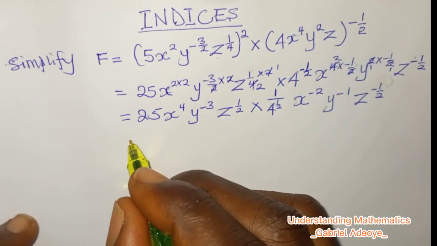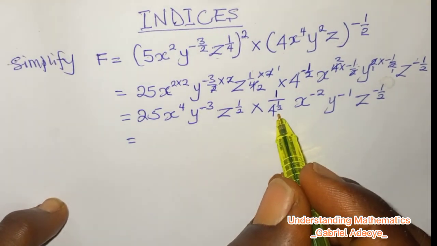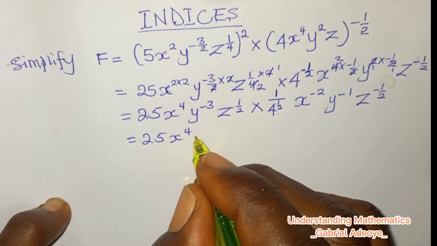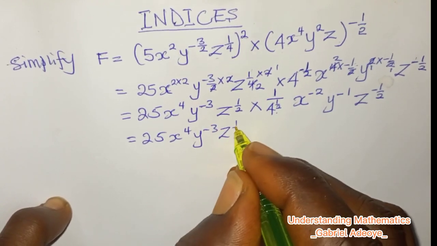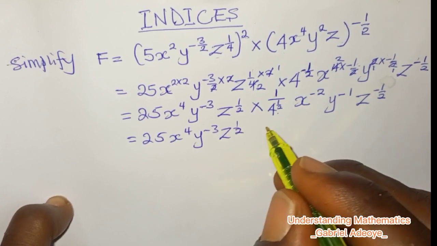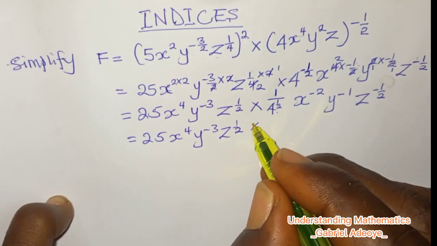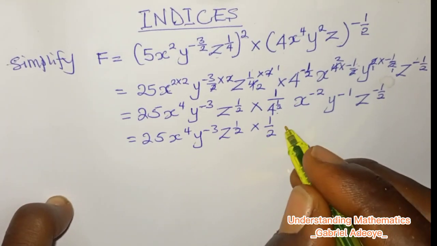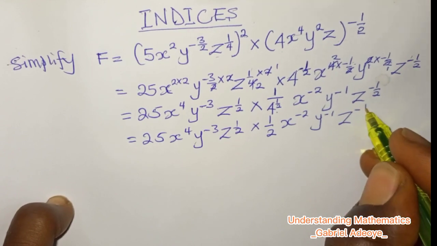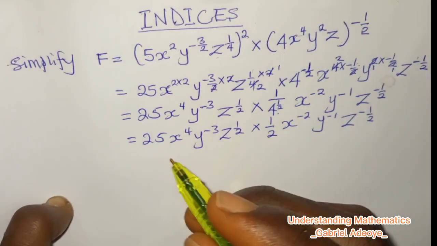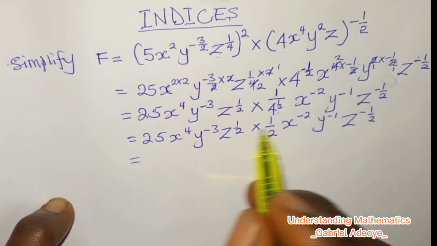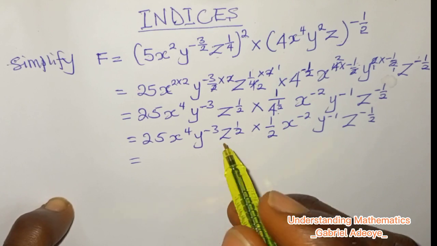From here, I will write this because I want to simplify. So we have 25 x raised to power 4, y raised to power minus 3, z raised to power 1 over 2. This 4 raised to power 1 over 2 is the square root of 4, and the square root of 4, of course, is 2. So this is 1 over 2. Then we have x raised to power minus 2, y raised to power minus 1, and z raised to power minus 1 over 2.